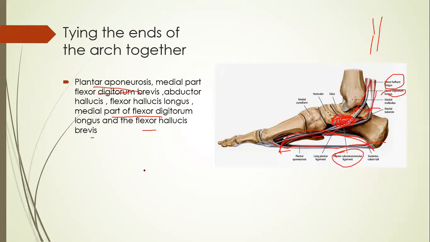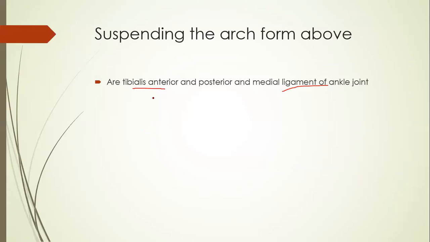The most important tendons of the medial arch. Whatever sling we mentioned, all of these work in accordance with and in addition to each other. They all support one another and maintain the arch. So the tibialis anterior and posterior and the medial ligament of the ankle joint come in support to make the medial longitudinal arch.